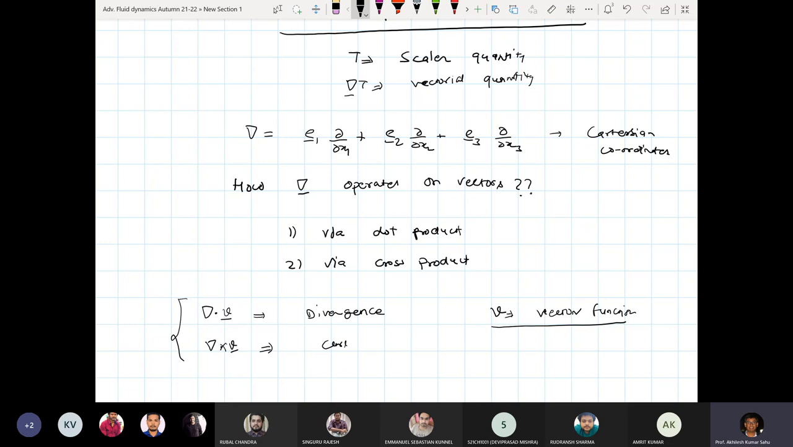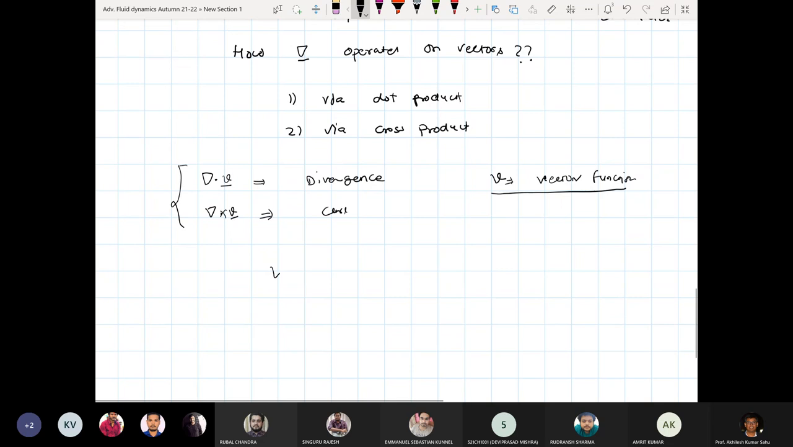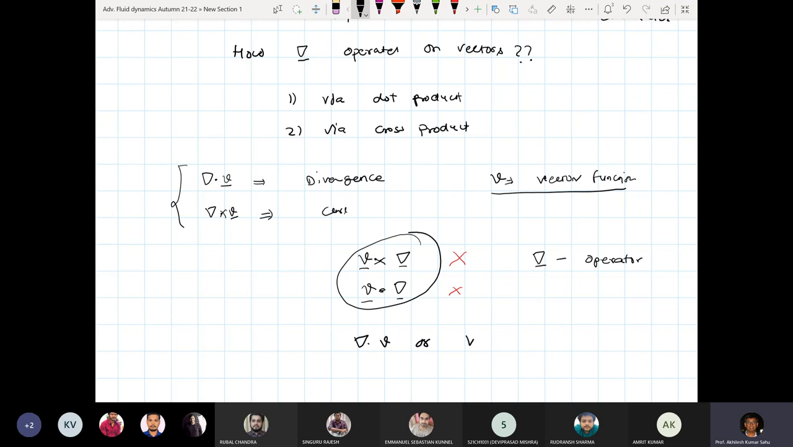Okay. So you cannot write V cross del, or V dot del. This is wrong because del is an operator, so it has to appear before your vector quantity. It has to be del dot V or del cross V. It cannot be V cross del or V dot del. Since del is an operator, it will appear before your vector quantity.